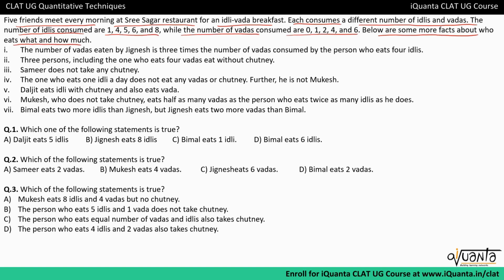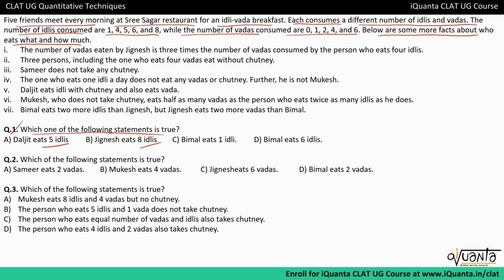Okay. So the clues will tell us this person is eating this many idlis and vadas. We have to find it out. If you read the questions over here, which one of the following statements is true? So Daljit eats 5 idlis, Jignesh eats 8 idlis. So we have to find out who is eating what and how much in all the questions to solve all the questions. Let's go to the next slide.